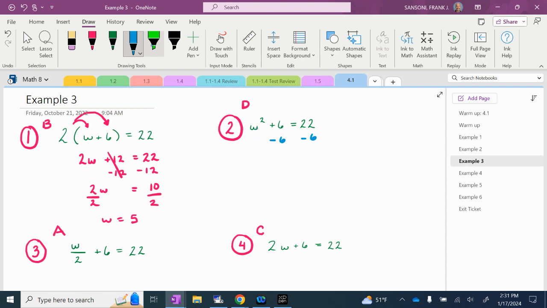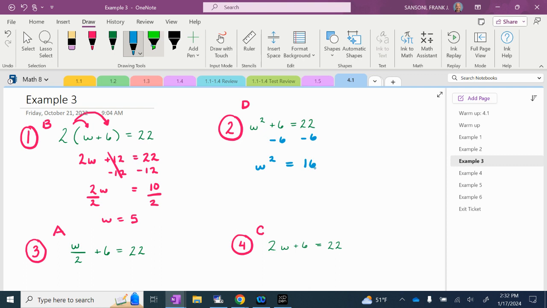What am I left with on the left? W squared. What's 22 minus 6? 16. Have you ever seen in your 8th grade math career a letter squared, and what did you have to do with that? Think about the Pythagorean theorem. You saw like an a squared or a b squared or a c squared.